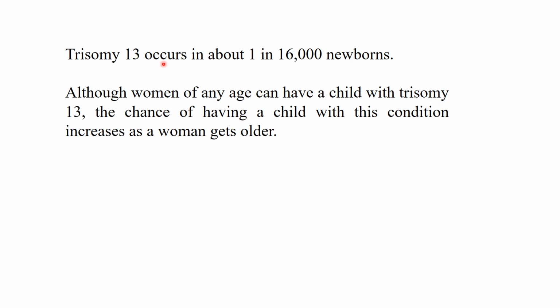Trisomy 13 occurs in about 1 in 16,000 newborns. Although women of any age can have a child with trisomy 13, the chance of having a child with this condition increases as a woman gets older. In all three conditions, Down syndrome, Edwards syndrome and Patau syndrome, the risk factor for the chances of occurrence is the age of the woman. The older the woman, the higher the chances of the syndrome.